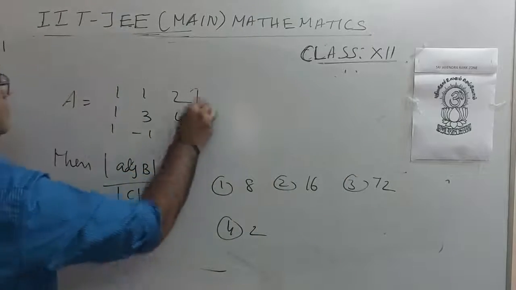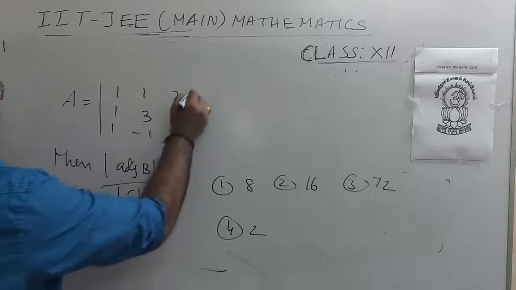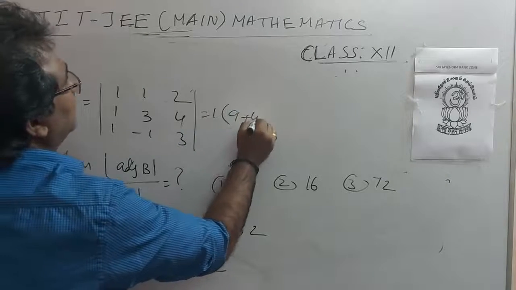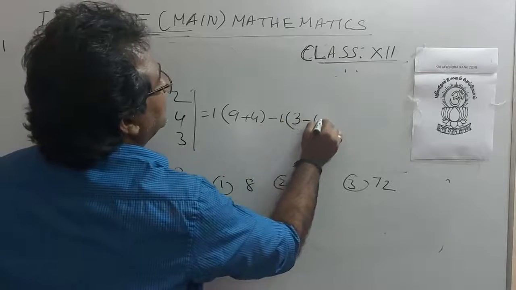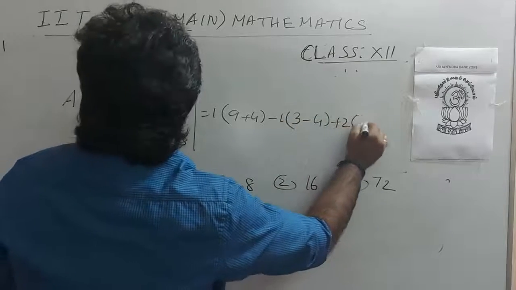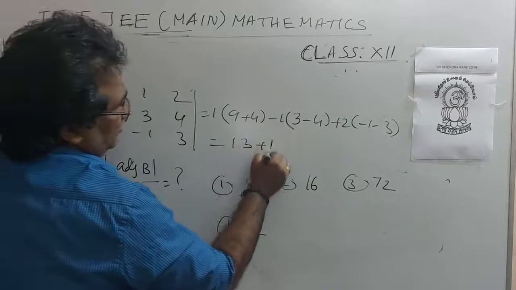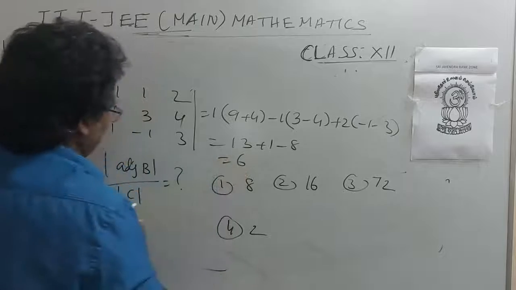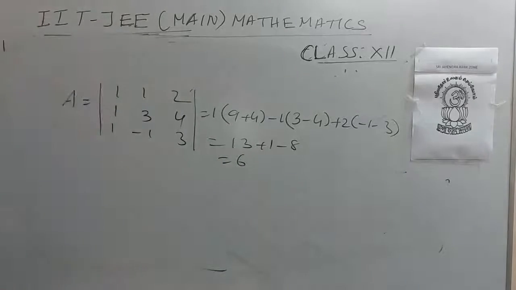First to find determinant A. 1 into 9 plus 4, minus 1 into 3 minus 4, plus 2 into minus 1 minus 3. 13 plus 1 minus 8, that is 6. So determinant A equal to 6.